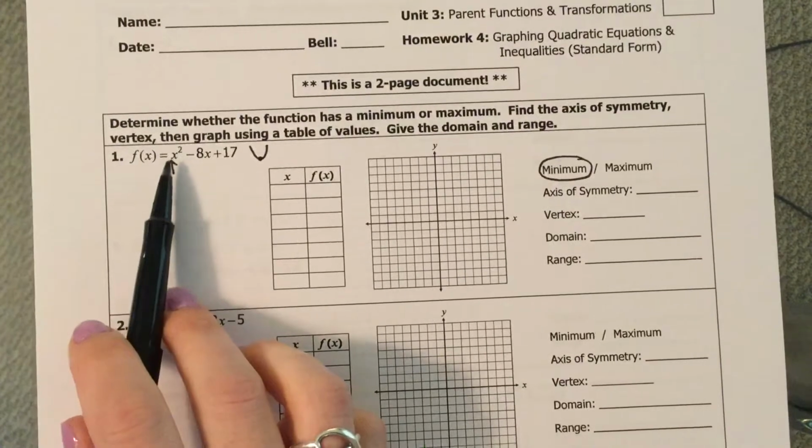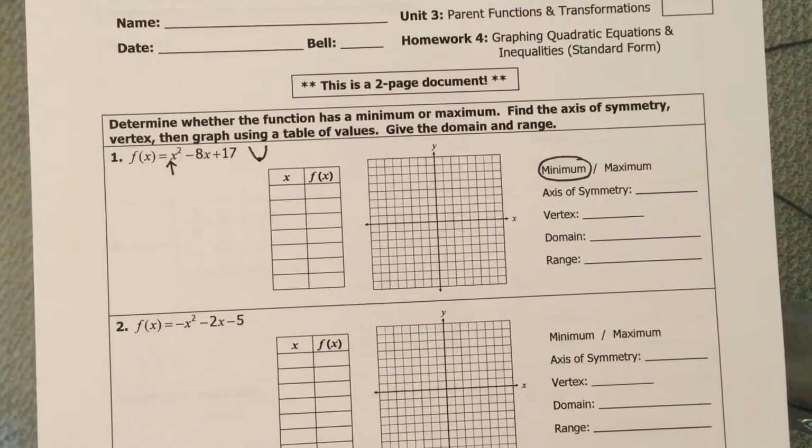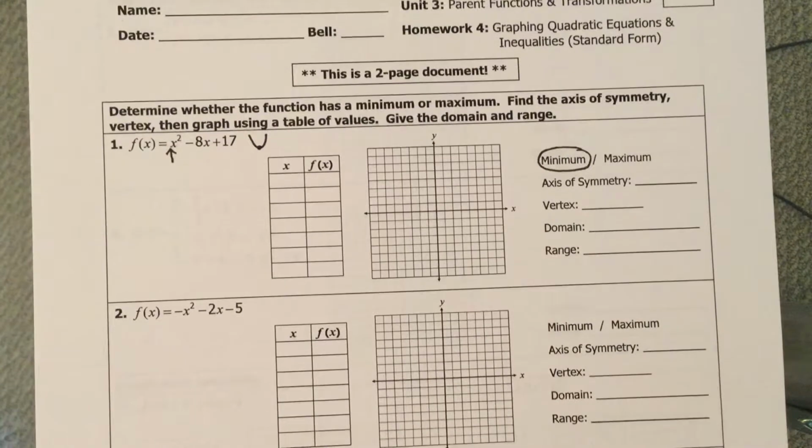Whenever this is a positive number, you would say that you have a minimum, which is kind of counterintuitive from what you think the rule might be. But whenever this is a positive number, you have a minimum, which means the opposite is true as well.